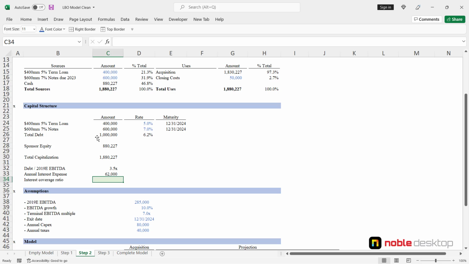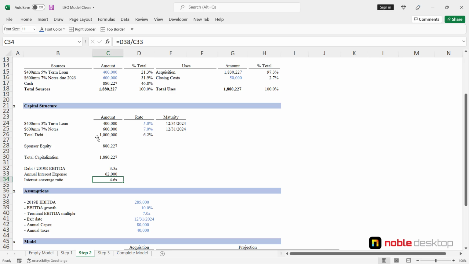So let's go ahead and do that. My EBITDA is given to me down below in the assumptions. I'm going to grab that again. And my annual interest expense, I just calculated above. So my interest coverage ratio is 4.6x. Generally, a higher coverage ratio is better, although the ideal ratio may vary by industry.